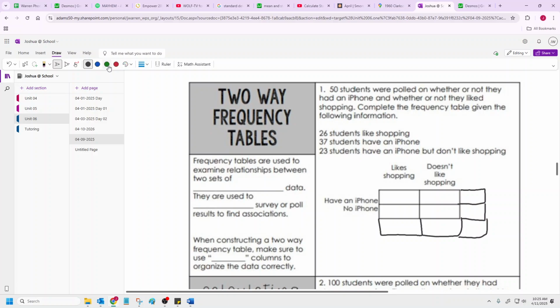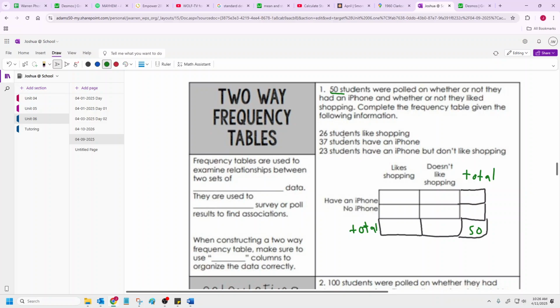And then I'm going to go through here, green for given. This is going to be totals. This is going to be total. Now let's do this carefully together. Let's read this problem together. 50 students were polled. That's the total amount of students polled. The total number polled was 50. Look how easy that was.